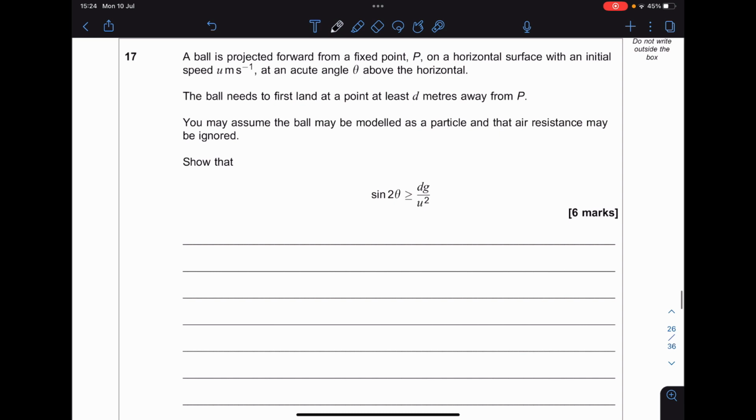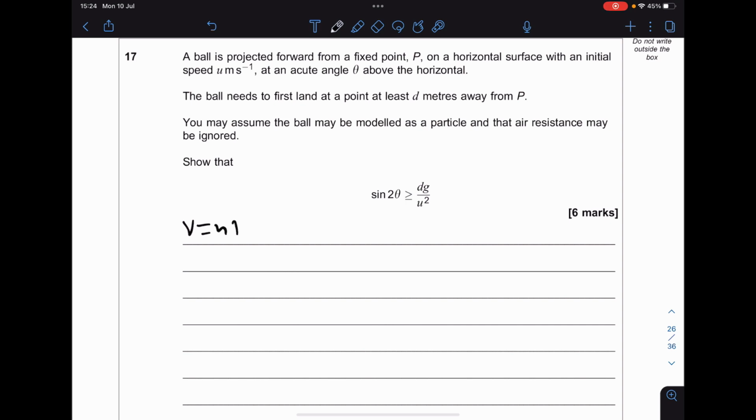Question number 17 out of 19, so we're getting there. I apologise if I'm going a bit quick for you, but you can always pause the video. Right, let's see what we've got.